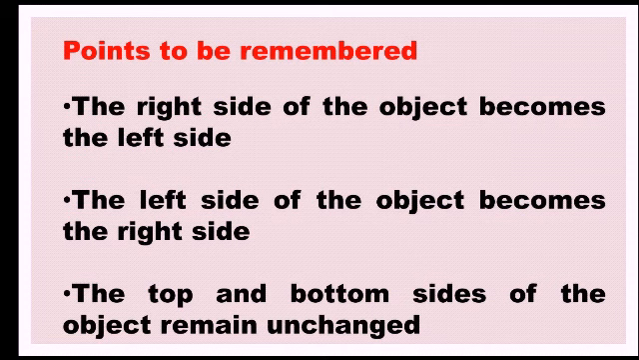So, points to be remembered. In a mirror image, the right side of the object becomes the left side, and the left side of the object becomes the right side. This is the change. The unchanged portion is that the top and the bottom sides of the object remain unchanged. Don't think that the top and the bottom sides will also change. So the sides of the object change after mirror image.